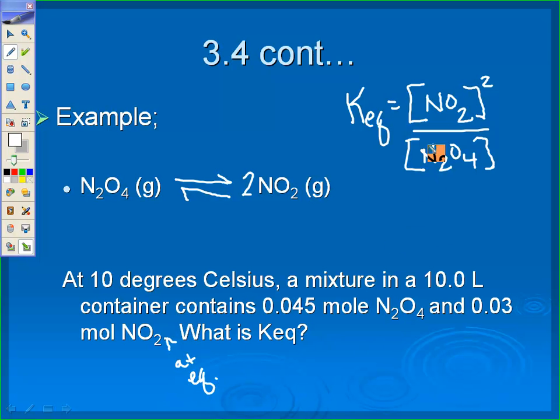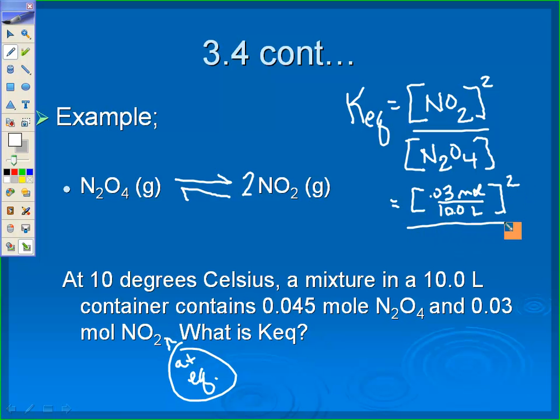That's important. Remember, these 2 concentrations have to be at equilibrium in order to even be considered. So it's saying at equilibrium, you have a mixture in a 10-liter container with these number of moles. So what that's giving us is a way to do our concentration. So for our NO2, we have 0.03 moles divided by 10 liters. And we're going to square that quantity and divide it by, what's my N2O4? 0.045 moles per 10 liters. And that doesn't get squared.